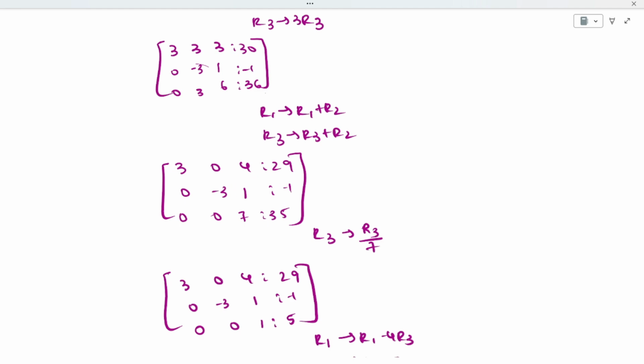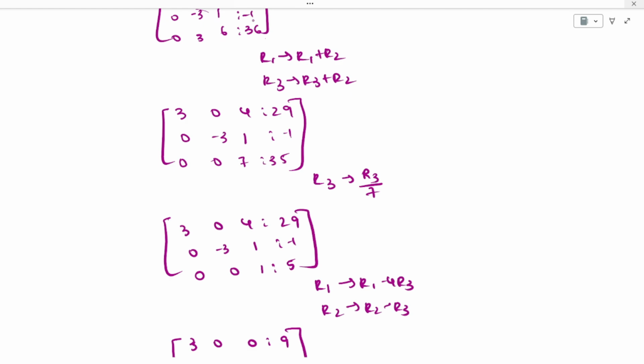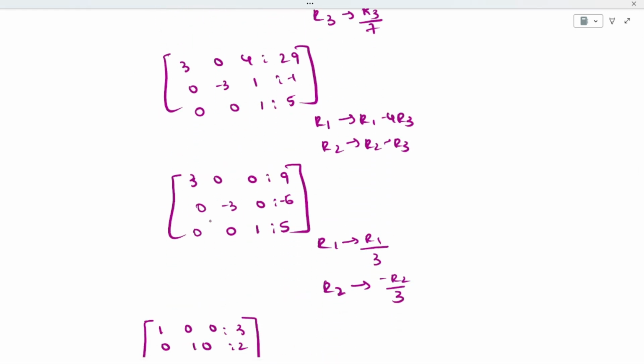Okay, now that you have to keep it. R3 is there, right? R3 plus R2 also you have to do. 0 plus 0 will give you 0 only. Minus 3 plus 3 will give you 0. 1 plus 6, 7. Minus 1 plus 36 will give you 35. Now, in this R3 common, 7 and 35 is divisible by 7. So now you can divide it and you will get it as 1 and 5. Now, again you got this, and again you will get this if you do these two operations.